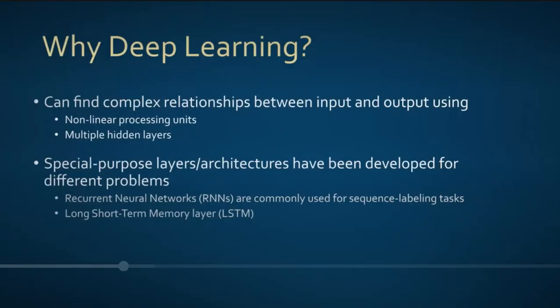So once we have the admittance signals, the goal is to train a neural network to classify between normals and dysphagia patients. Now, why use deep learning? Why use artificial neural networks? Deep learning networks have been used to find complex relationships between output using nonlinear processing units and multiple hidden layers, and a lot of special purpose architectures have been developed, such as recurrent neural networks and long short-term memory layers, which we use in this study.